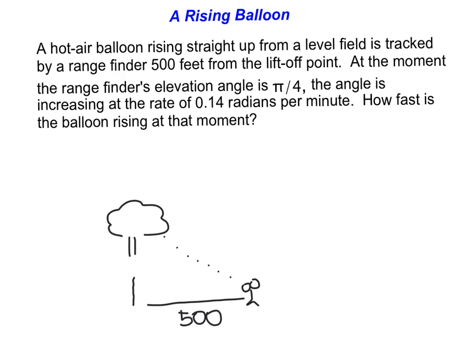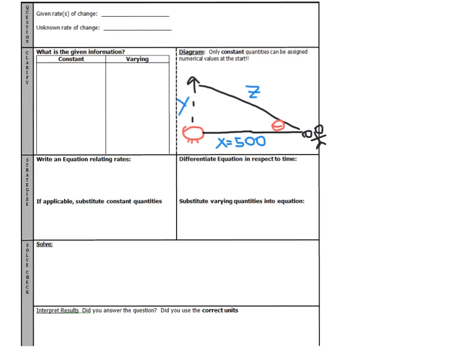So you've got a hot air balloon rising, again it looks like an atomic bomb, and you've got someone sitting right here who's tracking it, so you can see their field of vision. And we're told the angle is pi fourths, and we're told a rate in radians per minute. So let's use this information to fill in our graphic organizer.